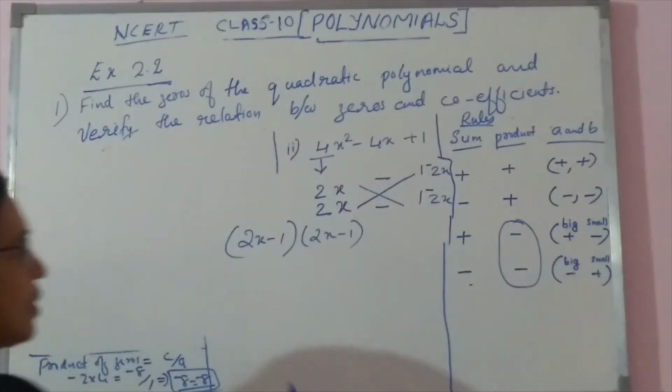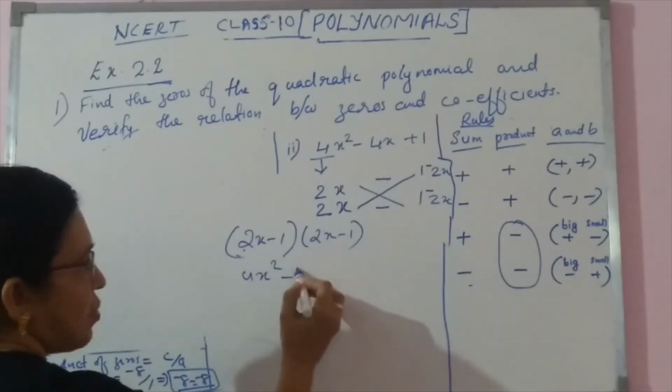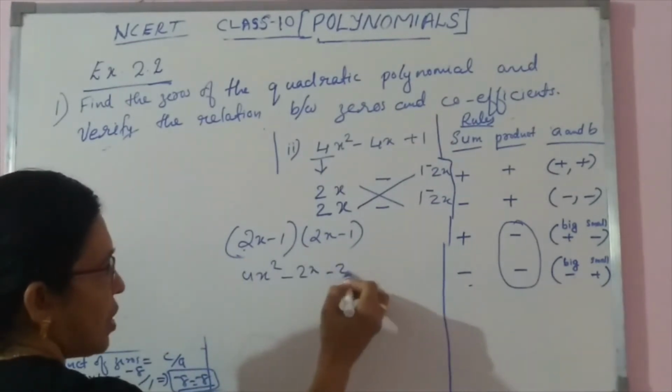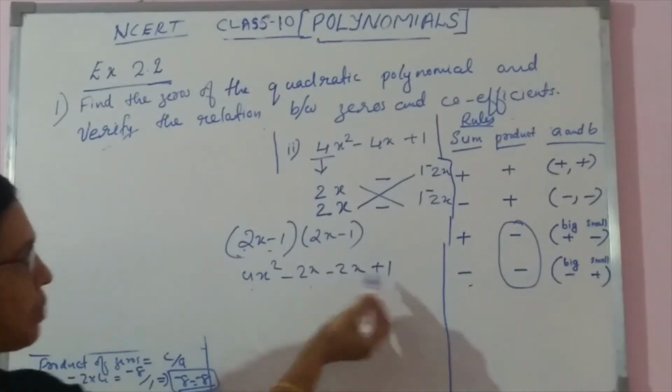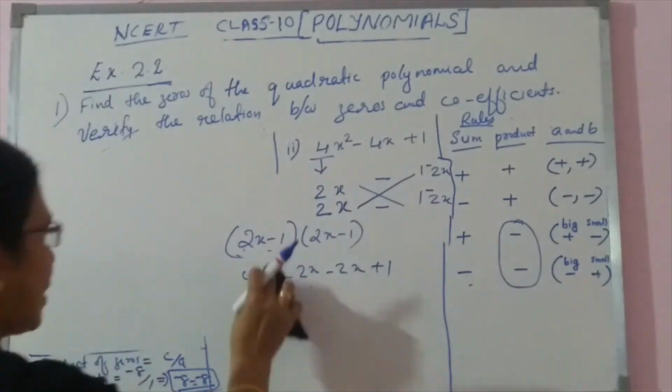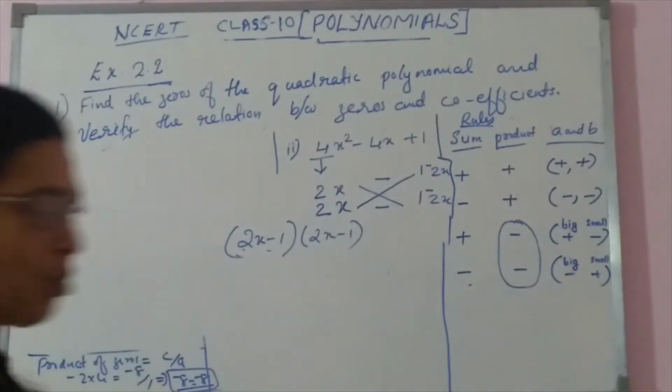We can check whether it is correct or not. 2x into 2x is equal to 4x square. 2x into minus 1 is minus 2x, minus 1 into 2x is minus 2x, and minus 1 into minus 1 is plus 1. So 4x square minus 4x plus 1. So we are getting the correct answer. Within seconds we did the factorization and we got the factors here.